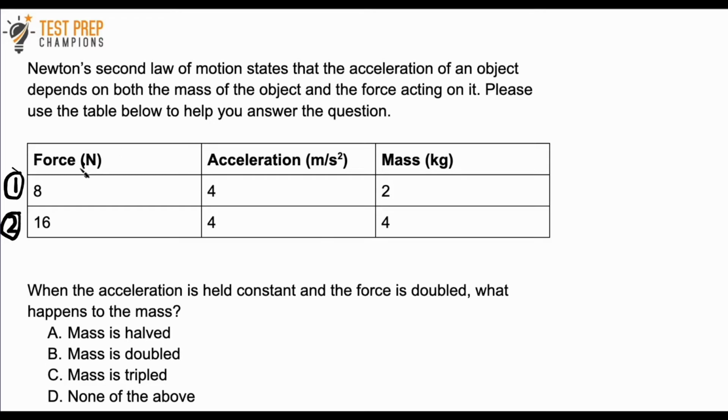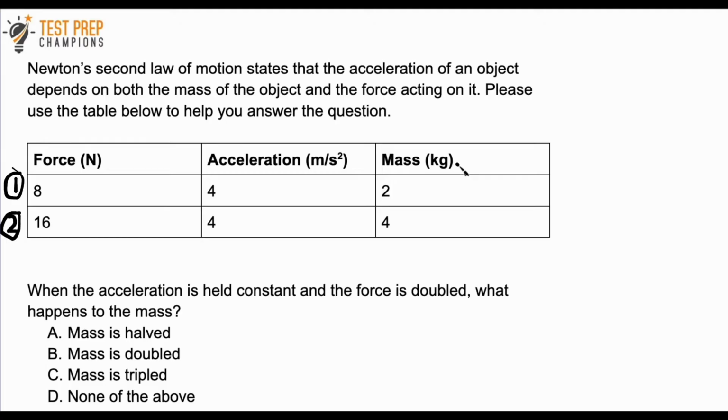Basically what we see here is that in case 1, we've got 8, 4, and 2. And in case 2, we've got 16, 4, and 4. And we see that acceleration is 4 in both cases. So acceleration is held constant. So when the force is doubled, like it is from case 1 to case 2, what's going to happen to the mass? That's the question we want to answer here.